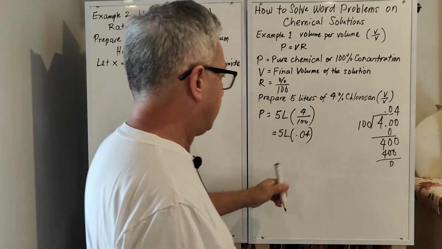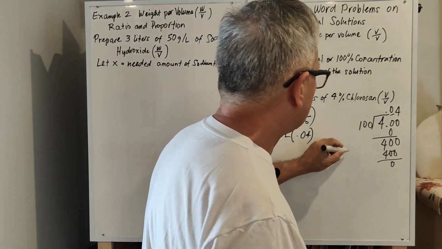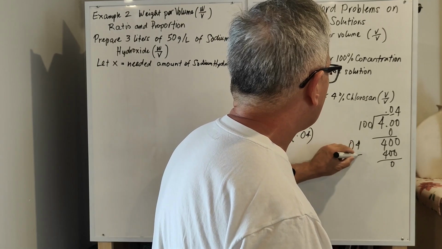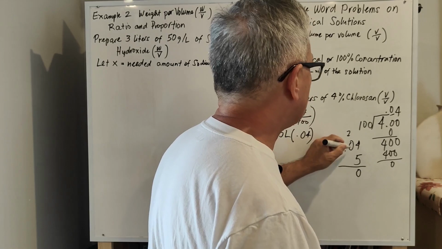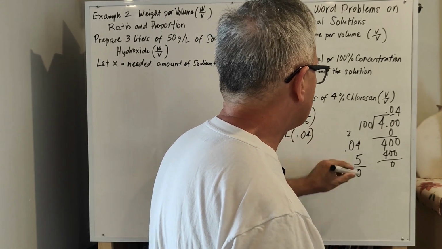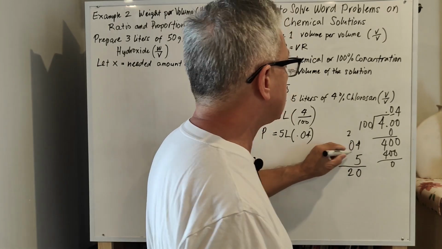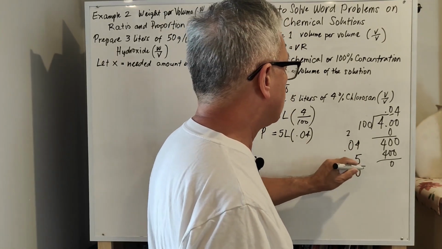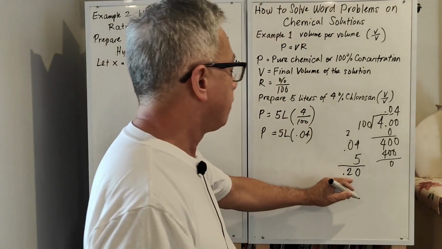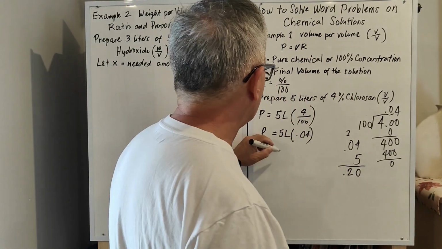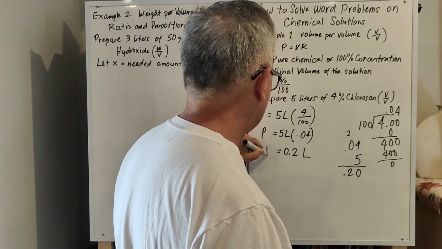0.04. So multiplying 5 liters by 0.04, 5 times 4 is 20. We have 2 decimal places, and the 5 has no decimal place, so we put 2 decimal places. So we have 0.2. So this is 0.2 liters.